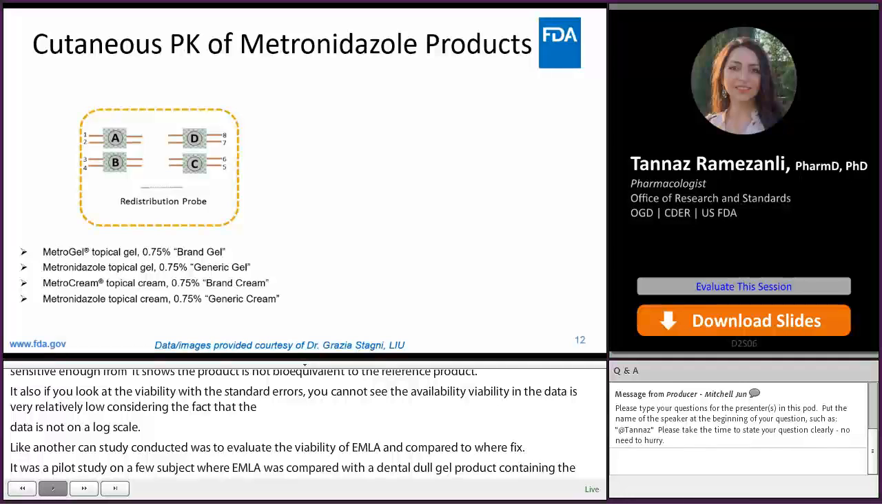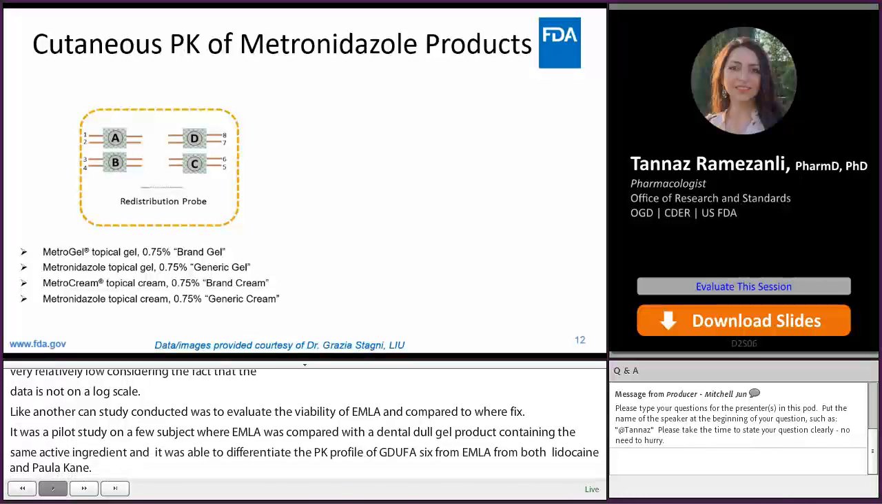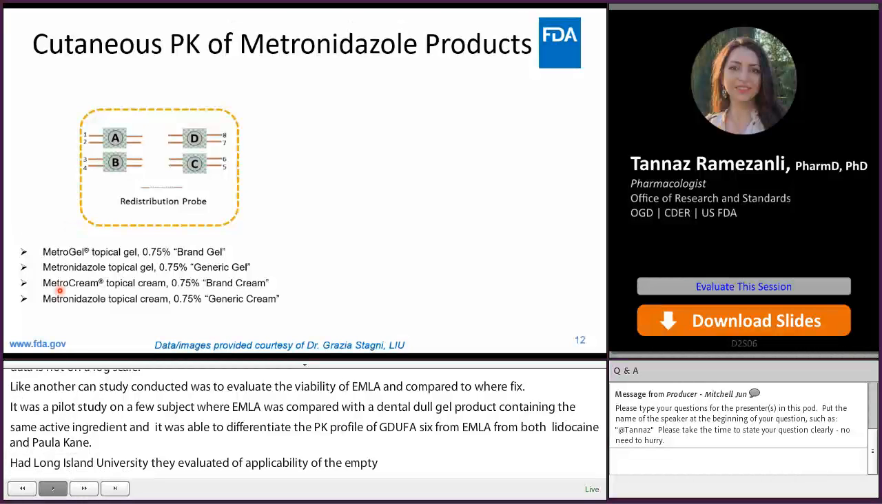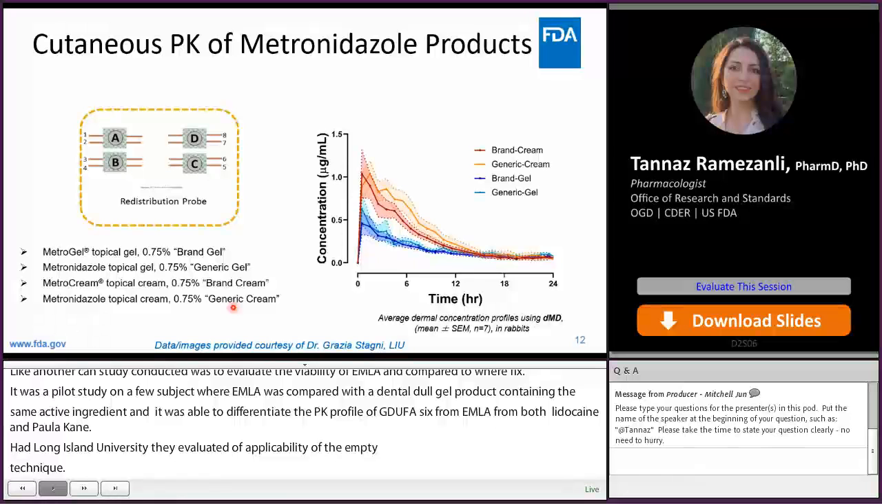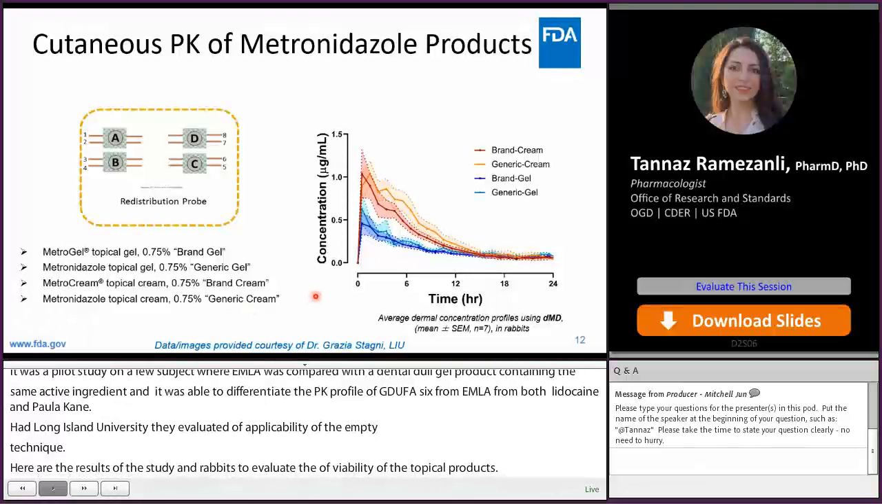At Long Island University, we evaluated the applicability of DMD technique for topical BE in preclinical studies. And here are the results of a preclinical study in rabbits to evaluate bioavailability of different metronidazole topical products, the reference gel, generic gel, reference cream, and the generic cream. And here are the cutaneous PK profiles measured by microdialysis.